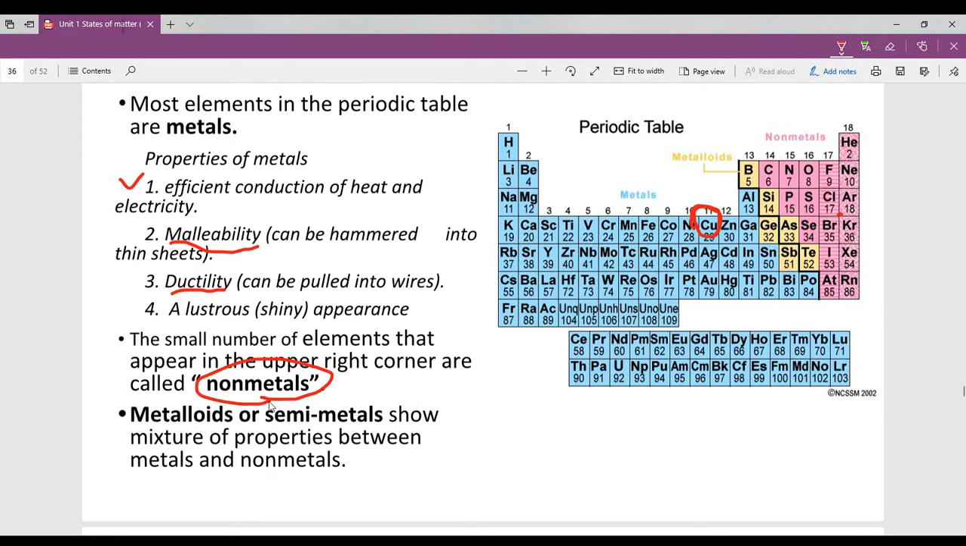Non-metals are kind of everywhere. Basically, they have properties that are not like metal. And then metalloids, or sometimes we call them semi-metals, are the elements that have properties that are mixed between metal and non-metal.